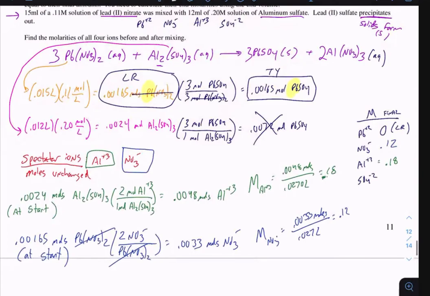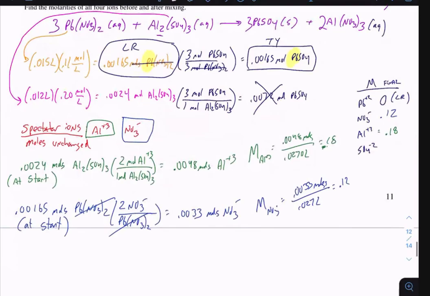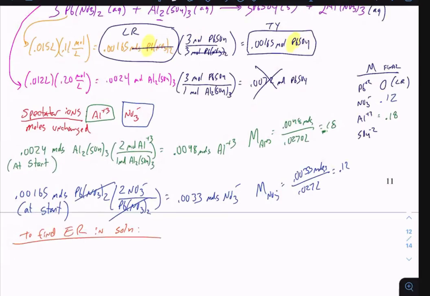Okay, so here's the thing. Remember from last lecture that whenever you need to solve for the excess reactant, you need to start with this value. What value is it? In order to find the excess reactant, you have to begin with the theoretical yield. So the theoretical yield is 0.00165 moles of PbSO4. Everybody see where we got that earlier?